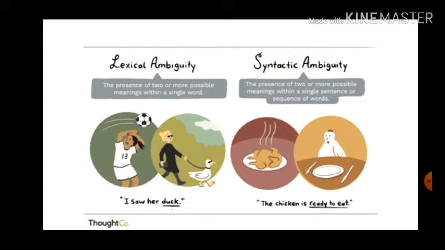However, syntactic ambiguity is the presence of two or more possible meanings within a single sentence or sequence of words. For example, "the chicken is ready to eat." The first picture and the second picture are very different. Now, we have to learn about this lesson.